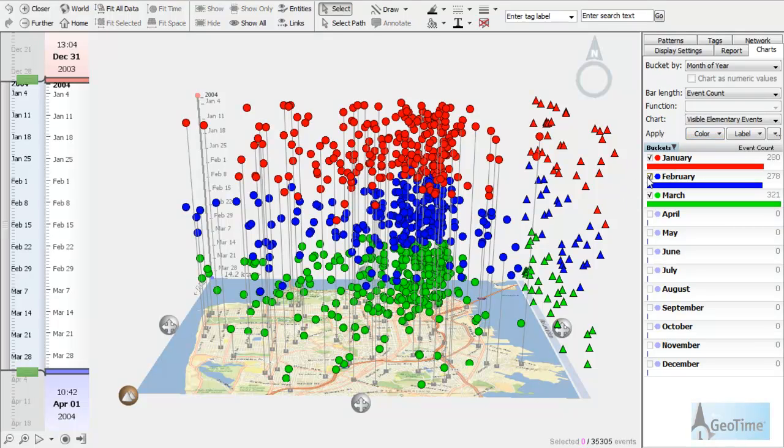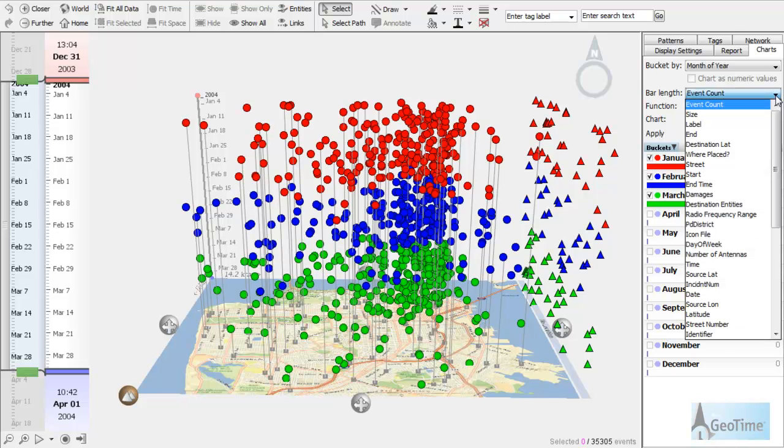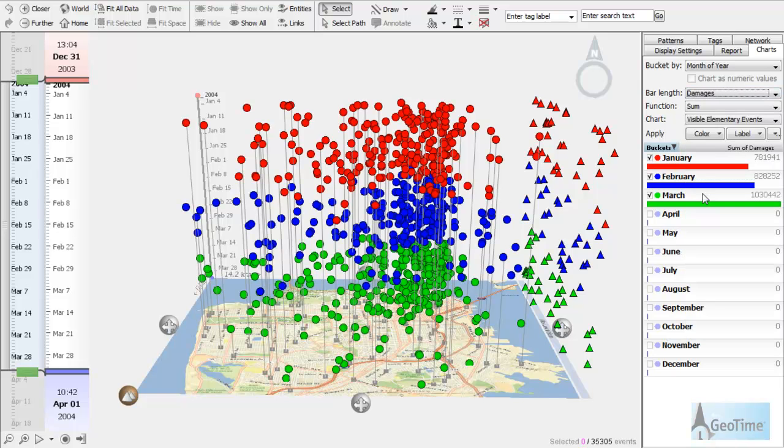What we're going to do is look at how much fraud crimes cost per month here by looking at damages. We can see in January it's just under 800,000, in February just over 800,000, and finally in March it increases to almost $1 million worth of damages.